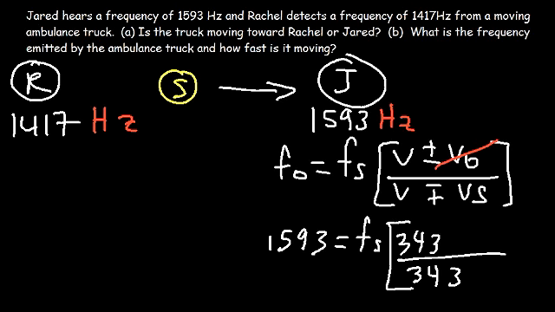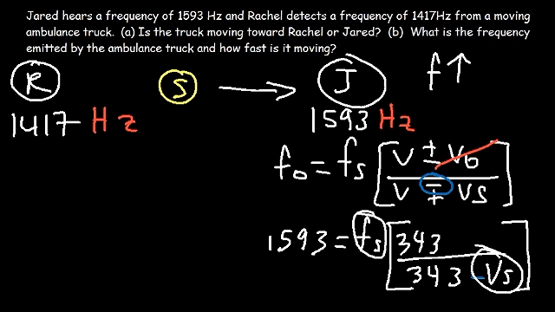Now, we need to determine the sign in front of Vs. Because the source is moving towards Jared, we know the frequency has to go up, which means the value of the denominator has to go down. So we need to use the upper sign. So it's minus Vs. With this equation alone, we can't solve for two variables. Whenever you have two variables, you need two equations to solve it.